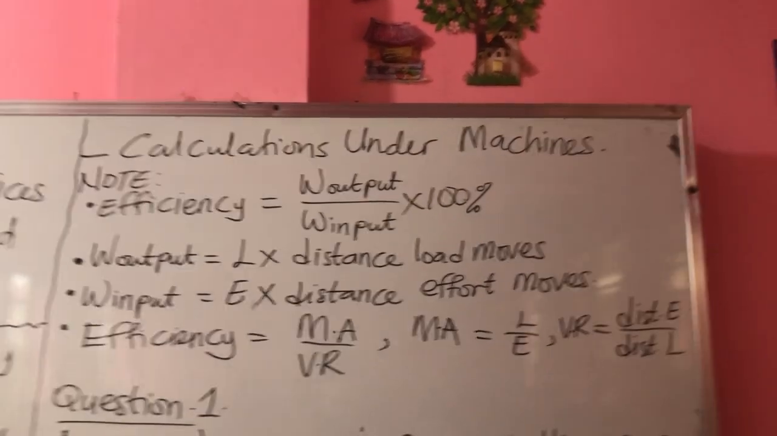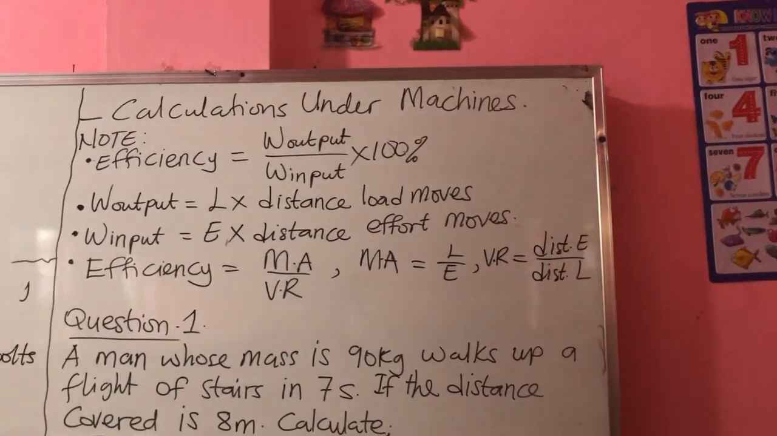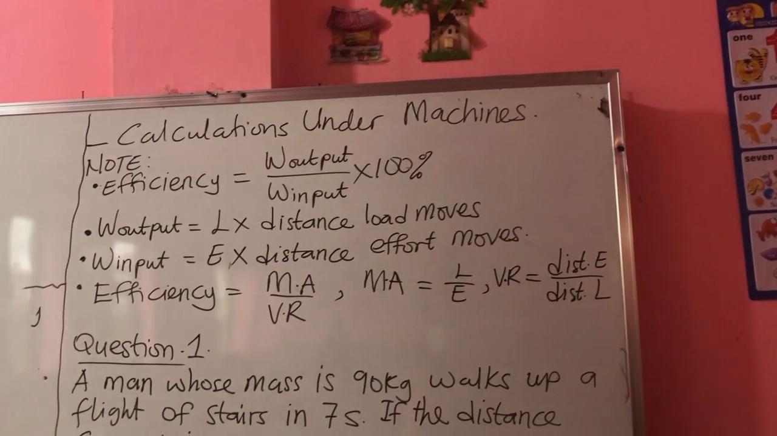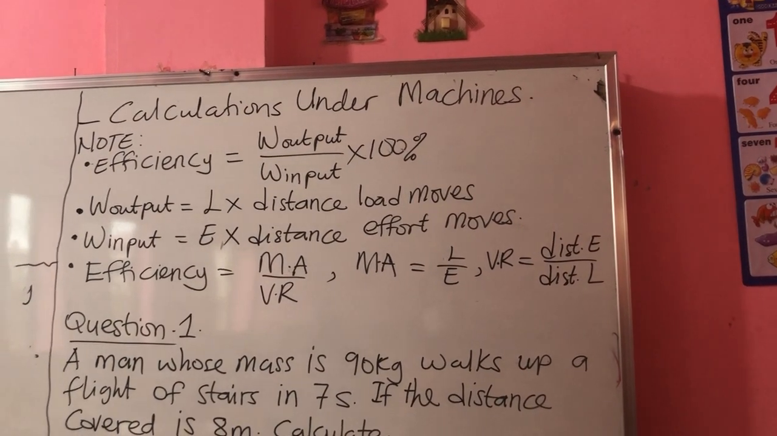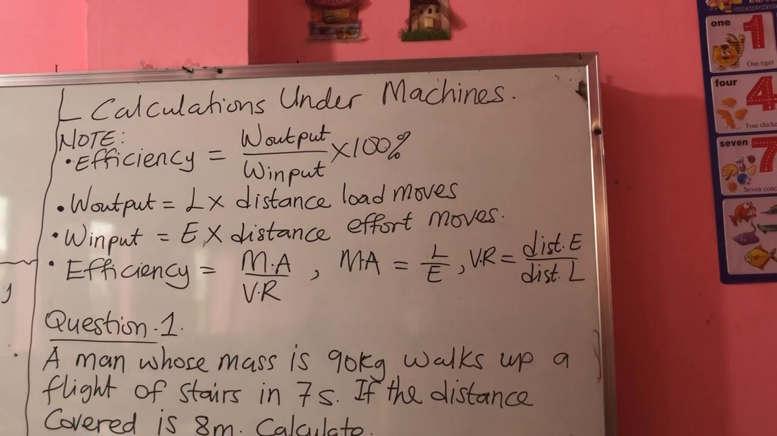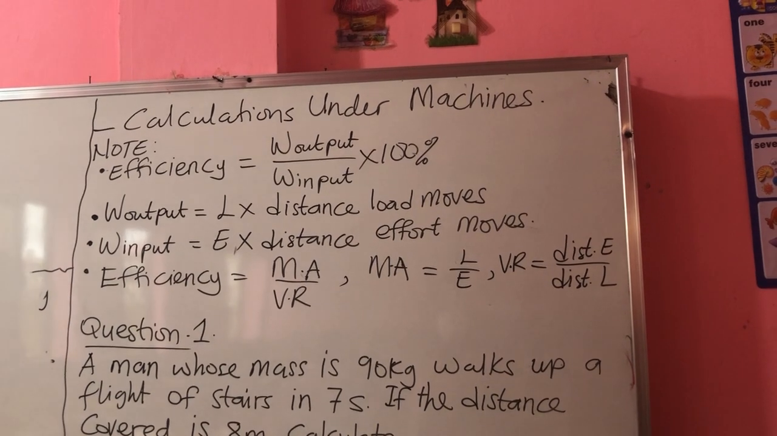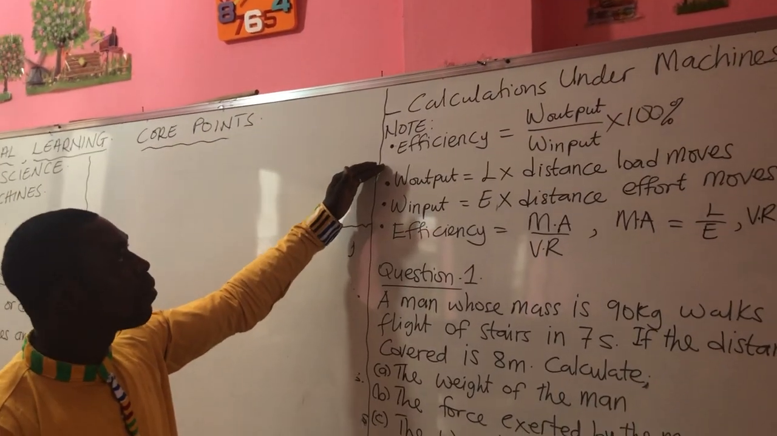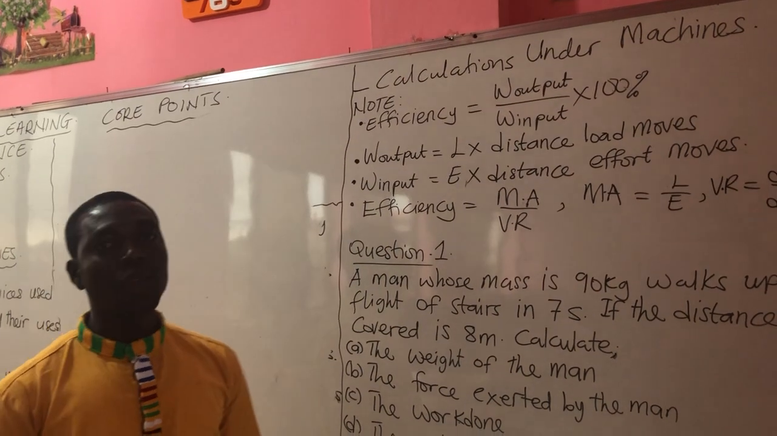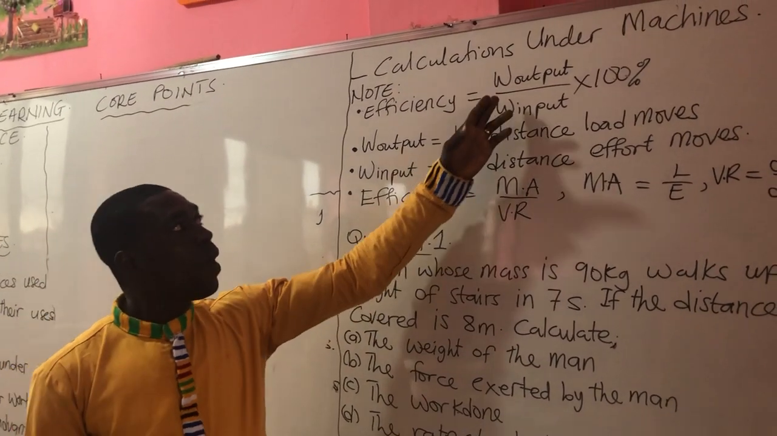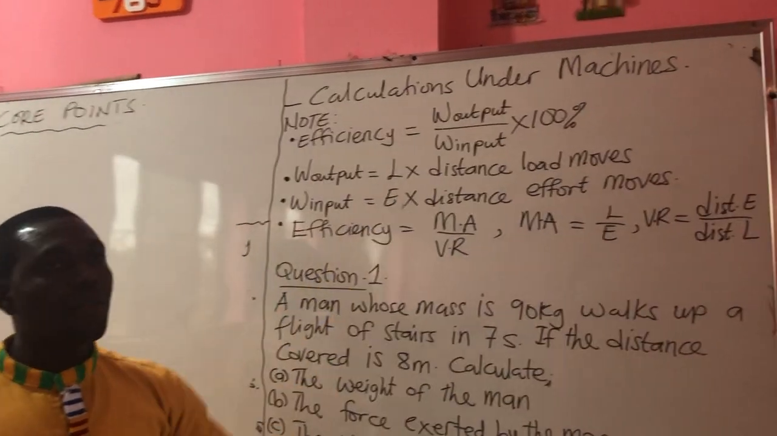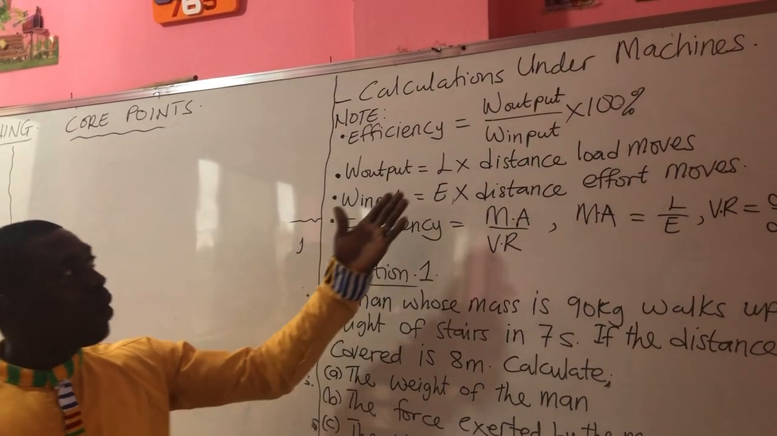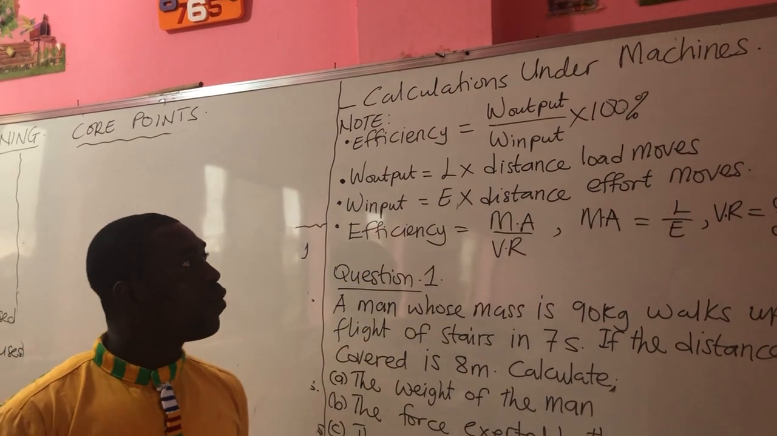How we can calculate the efficiency, and how we can also calculate the work done, power, and the rest, in machines. So we are doing a bit of mathematics here, and this is where you need to apply your mathematics in order to solve the following questions. Now let's note something. This is the mathematical expression for efficiency. Efficiency is work output over work input times 100%, which means that efficiency is expressed in percentage.